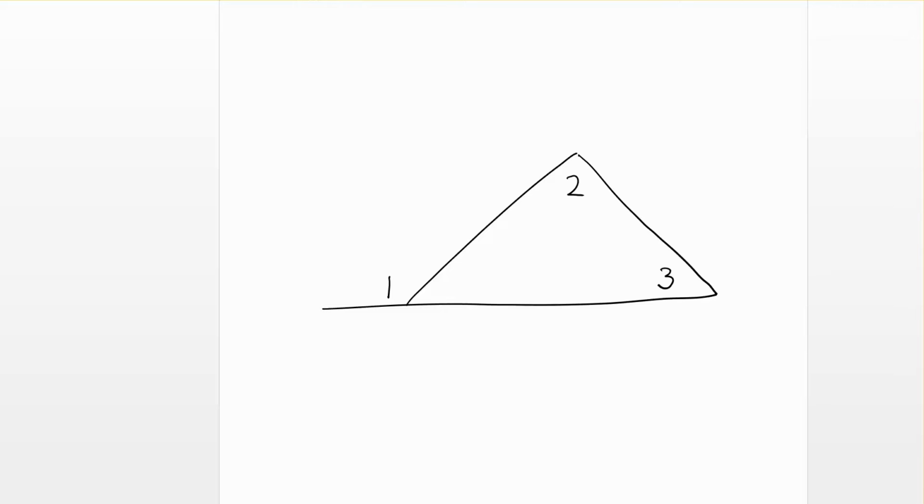Let's take a second to quickly review the exterior angle sum theorem of a triangle. We learned a couple chapters ago that the measure of an exterior angle of a triangle, so in this case angle 1, was equal to the sum of the two remote interior angles, those interior angles that were on the other side of the triangle from the exterior angle. So the measure of angle 1 is equal to the measure of angle 2 plus the measure of angle 3.